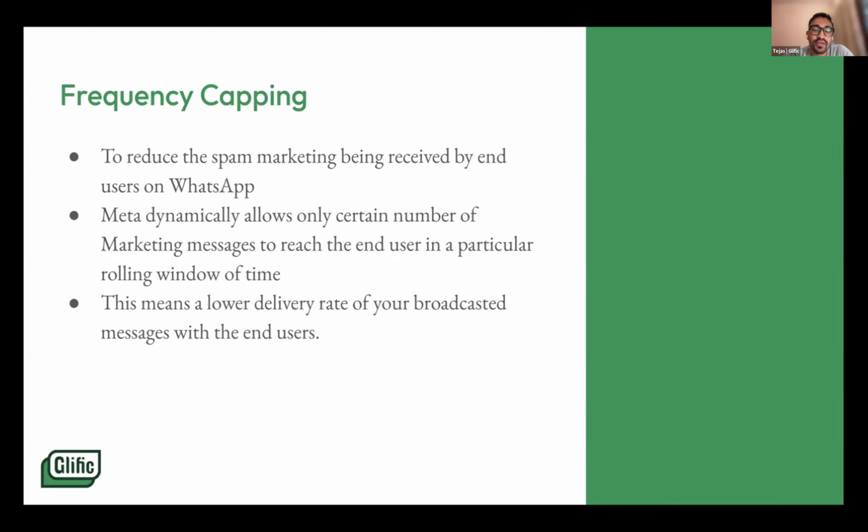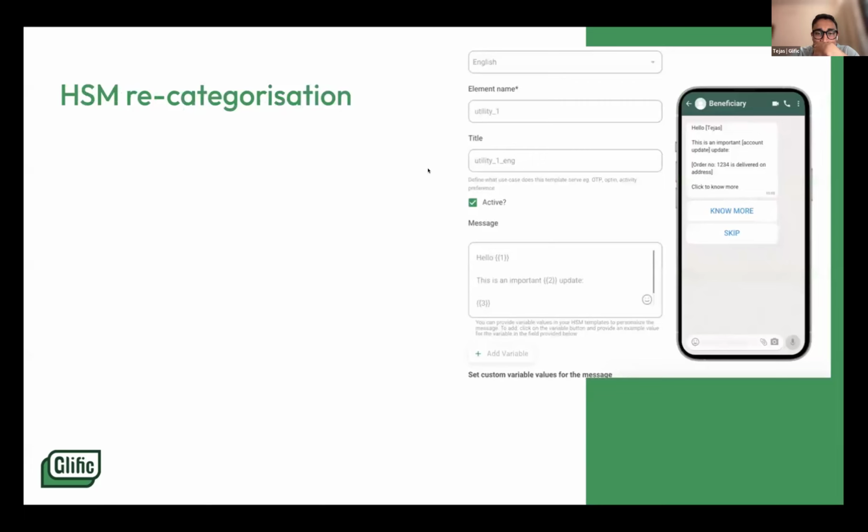And what this eventually means for all of us is that the delivery rate of our broadcasted messages is not 100%. So if you targeted 100 folks in a collection, it will most likely not reach all 100 folks. That's the entire context. So we need to know who it didn't reach and then figure out a way to retarget them. That's the kind of context we're living in right now.